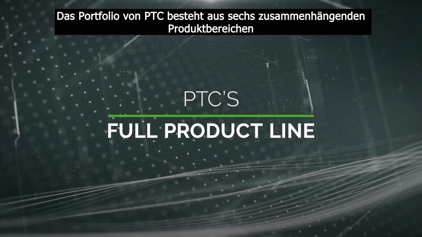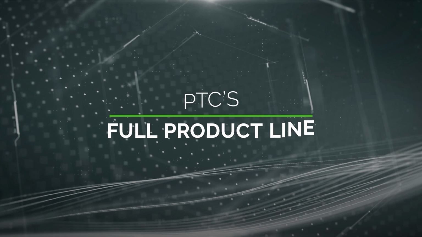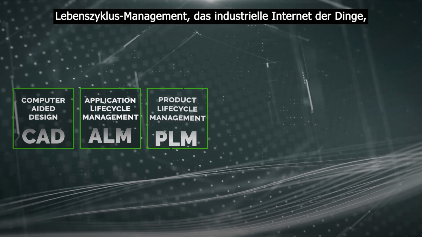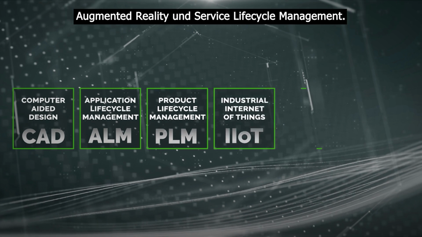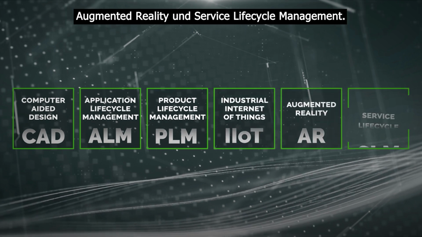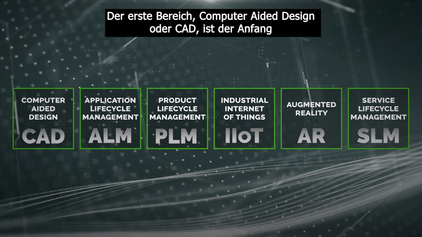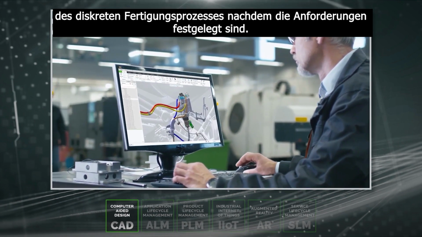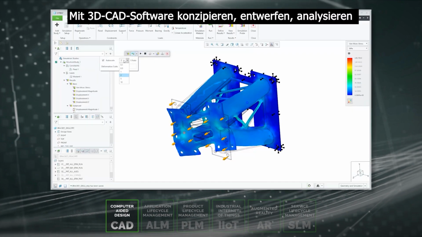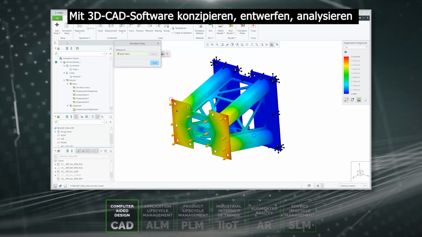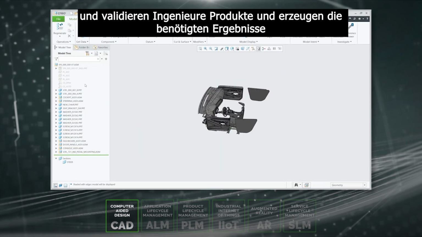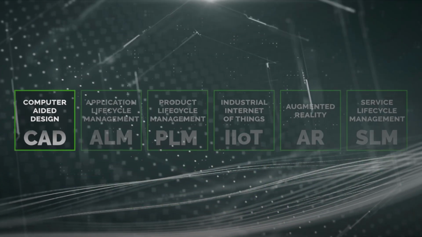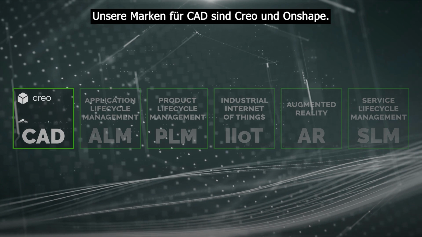PTC's portfolio consists of 6 interrelated product areas: computer-aided design, application lifecycle management, product lifecycle management, the industrial Internet of Things, augmented reality, and service lifecycle management. The first area, computer-aided design, or CAD, is the beginning of the discrete manufacturing process after the requirements are set. With 3D CAD software, engineers conceptualize, design, analyze, and validate products and generate the outputs you need to drive downstream process in manufacturing and beyond. Our brands for CAD are Creo and Onshape.